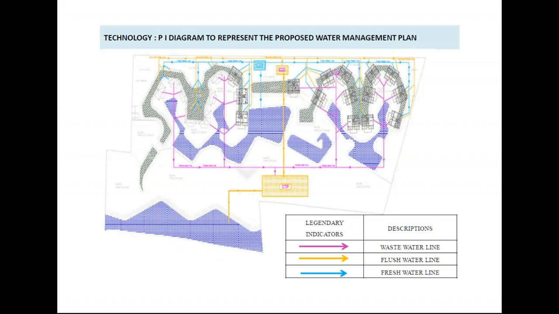The water after treatment is distributed to various units of cottages, restaurants, kitchens. And after consumption, the wastewater is again collected at the STP, located at the opposite side. And after treatment from the STP, the water again comes back to a water body in a recycling process.